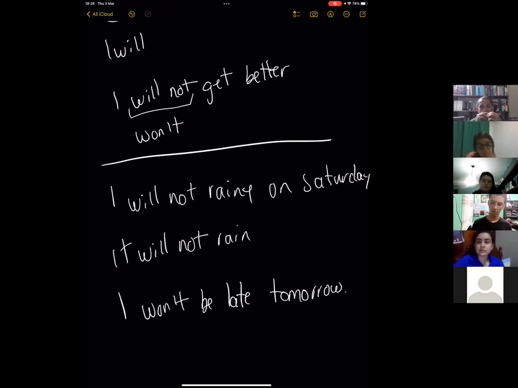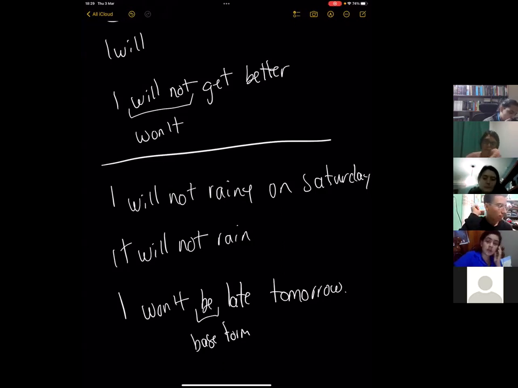It's just a prediction. Keep in mind that after will or won't, you always use the base form of the verb. Never, ever in past, never with s or es or anything. Base form. Okay. Any question, any doubt? Okay, looks like it's clear.